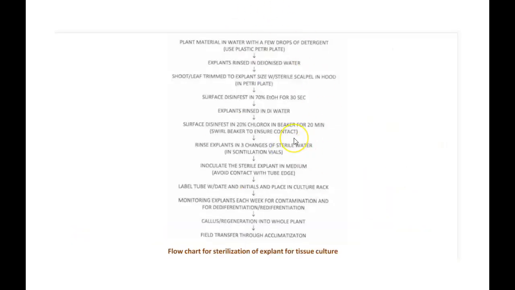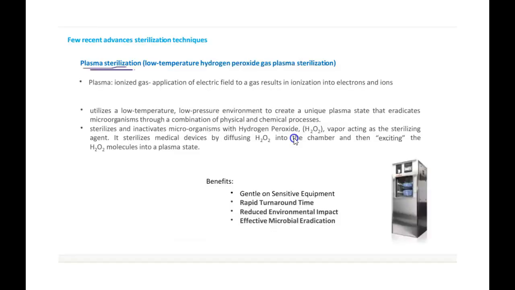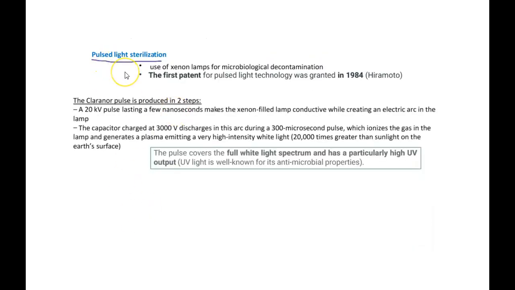So here is the flow chart for the explant of tissue culture. A few recent advances have also been introduced, such as plasma sterilization, in which low temperature hydrogen peroxide gas plasma sterilization is performed. Application of an electric field to gas results in ionization into electrons and ions, and this utilizes a low temperature, low pressure environment to create a unique plasma state that eradicates microorganisms through a combination of physical and chemical processes. Another is pulse light sterilization.